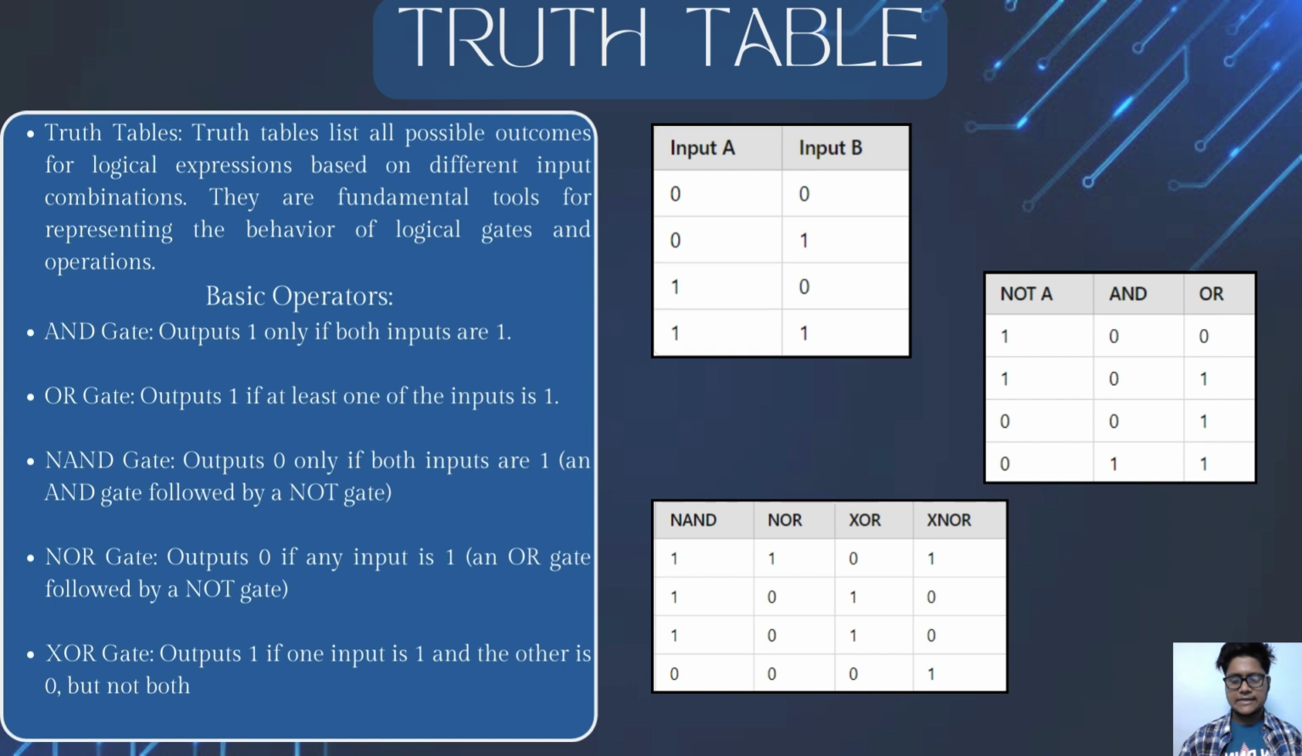As you all can see, I have two inputs such as A and B, and you can see the respective truth tables for the logic gates AND, OR, NOT, NAND, NOR, XOR, and XNOR. These tables are fundamental tools in logic circuit design, helping engineers to predict how their circuits will behave.